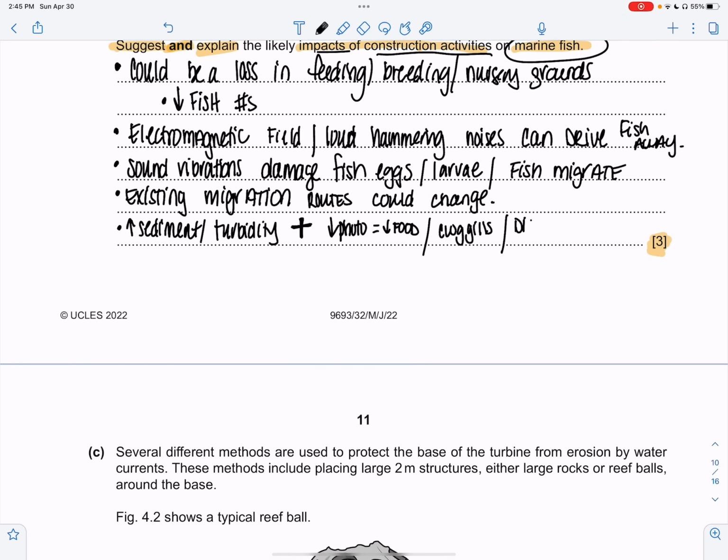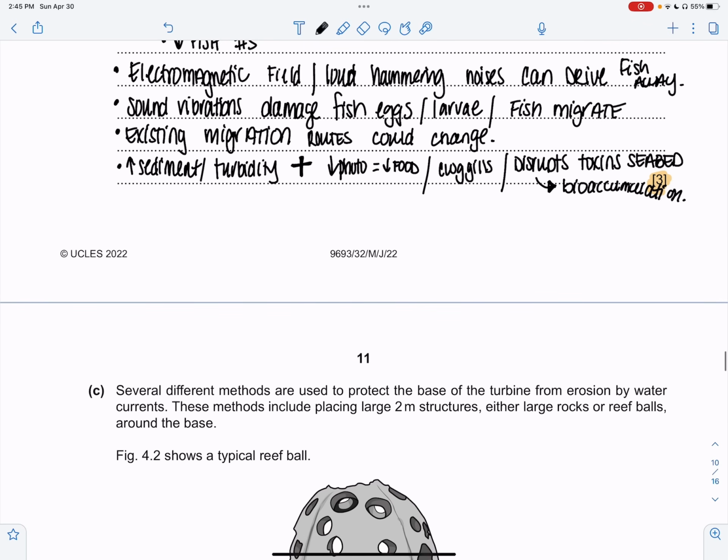This could disrupt, like that more sediment and turbidity disrupts toxins that are in the seabed. And that will cause bioaccumulation. Again, increase in sediment. And if you want to go into the bioaccumulation and then it's magnifying up trophic levels, and that could cause a disruption in hormones or reproductive behavior, then keep going.